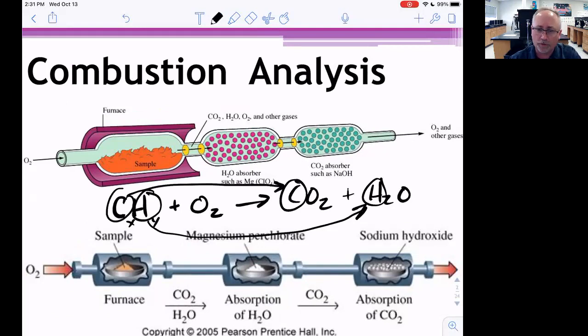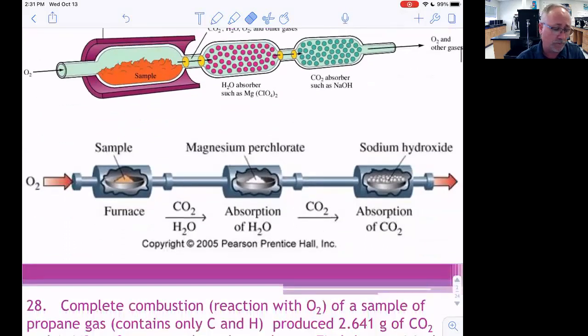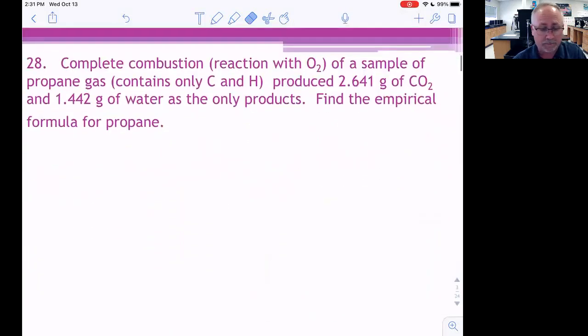Now, that's really important because if you know the masses of the two gases produced, the carbon dioxide and the water, you could use that to find out how many hydrogens or carbons, in terms of mass, were present in the original sample. That's the idea behind combustion analysis. It's used all the time. It's a very easy way to determine the empirical formulas, and thus the molecular formulas, of some of these hydrocarbon compounds, so organic compounds actually.